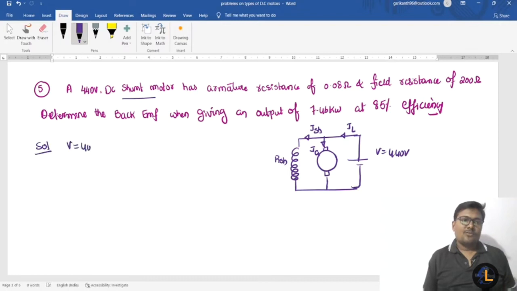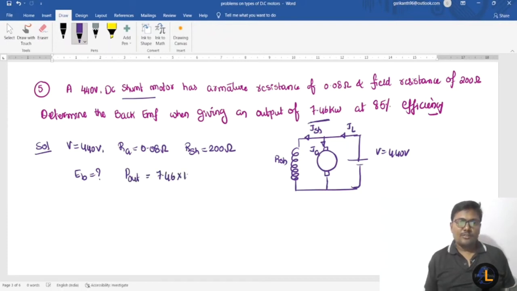Supply voltage is 440 volts. Armature resistance is 0.08 ohms. And the shunt field resistance is 200 ohms. Determine the back EMF when the output is 7.46 kilowatts. So output power is equal to 7.46 × 10^3 watts at an efficiency of 85%, that is, efficiency is equal to 0.85.